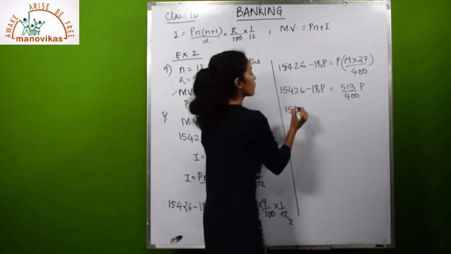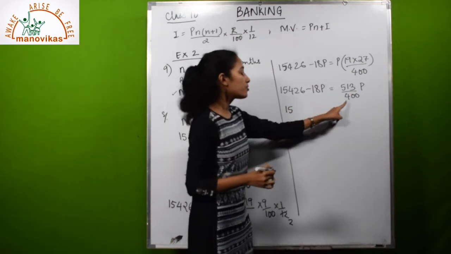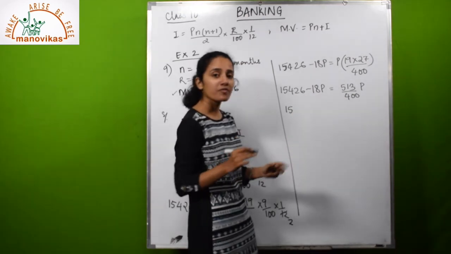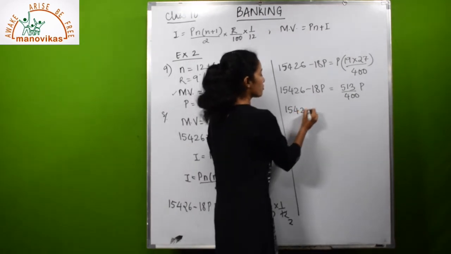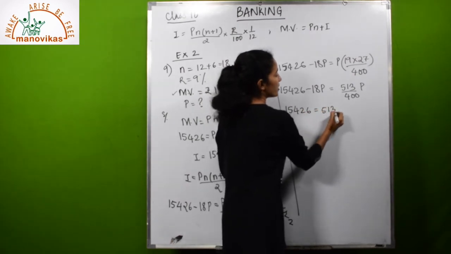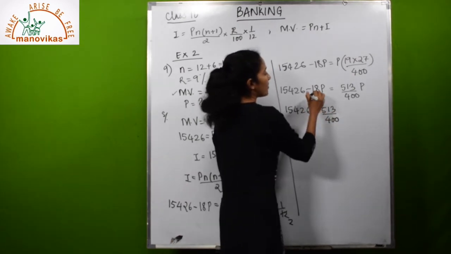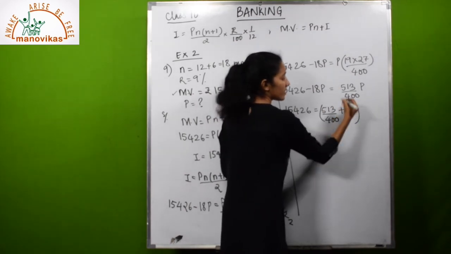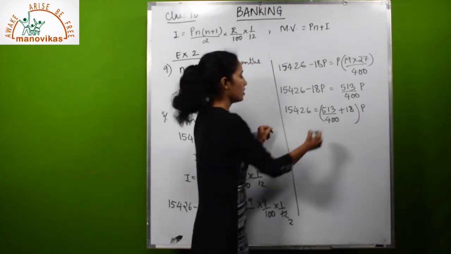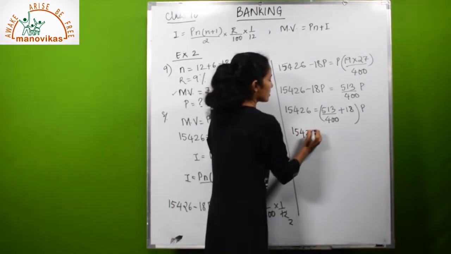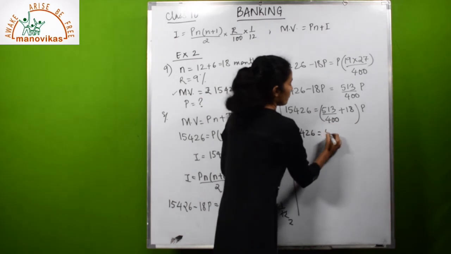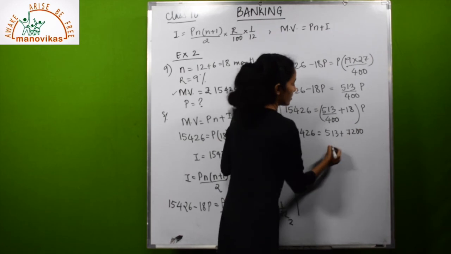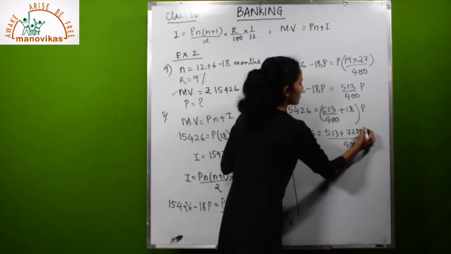Now take all the like terms on the other side. You could have cross multiplied 400 to both these terms and done it whichever way you find easier. So 15426 will be equal to 513 divided by 400 minus 18, which when it comes to the other side becomes plus 18, and you take a common factor, that is P. So this will be 15426 is equal to P into (513 plus 7200) divided by 400.